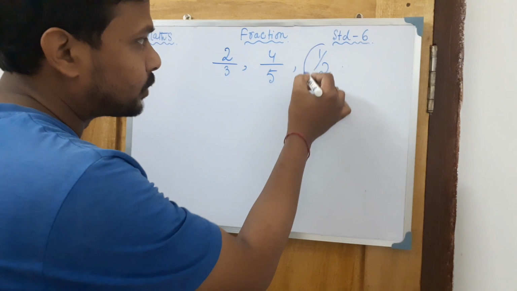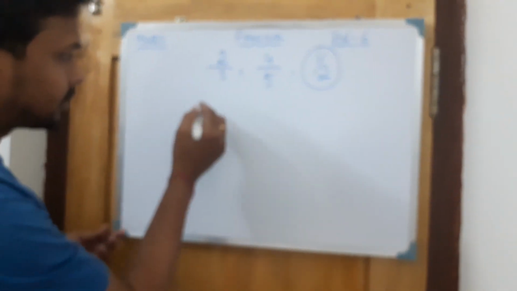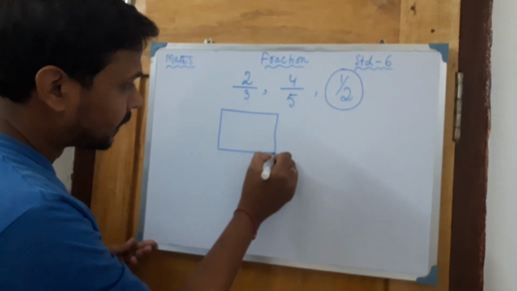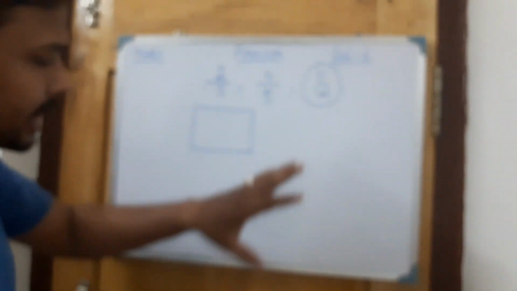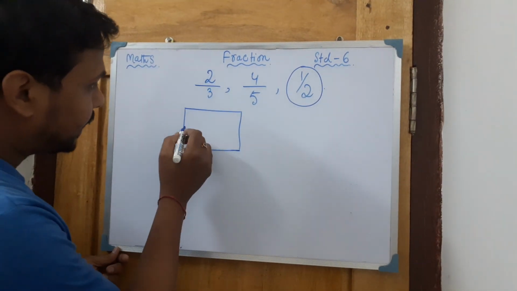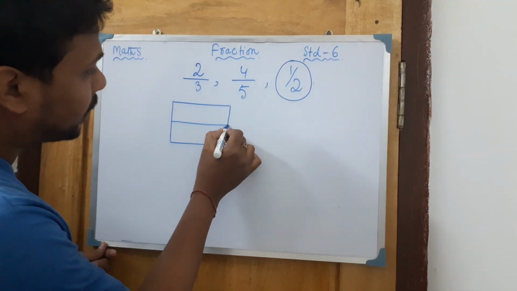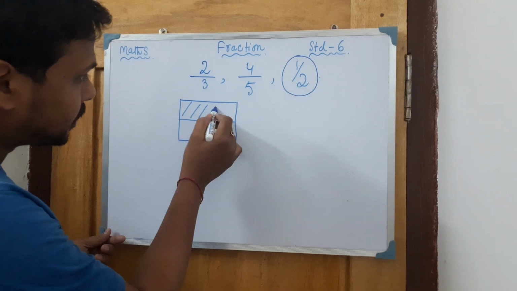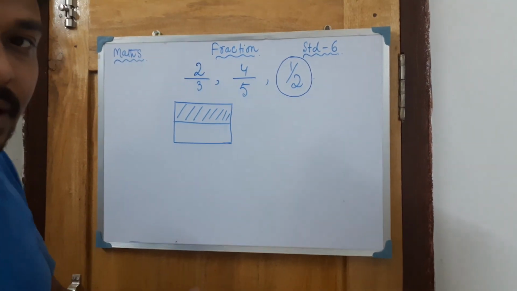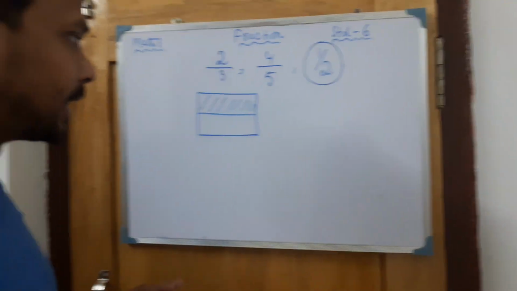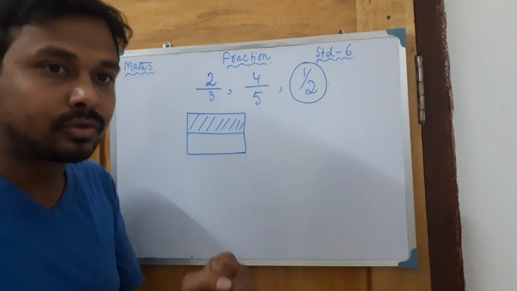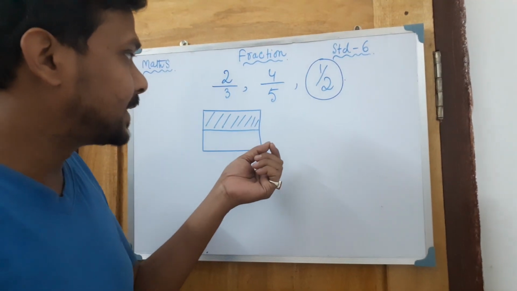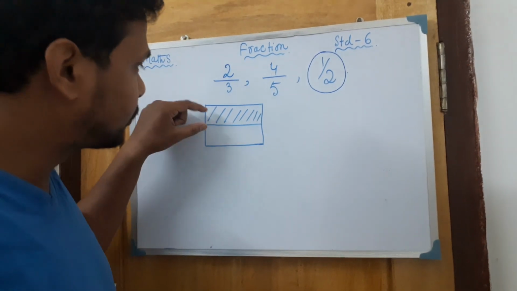Suppose you take a square or rectangle, any type of thing. Now in this case, if you divide this into two parts, one part is the shaded portion and one part is the unshaded portion, the blank portion. So if a question is asked about which part is shaded and which part is blank, you can tell from here.